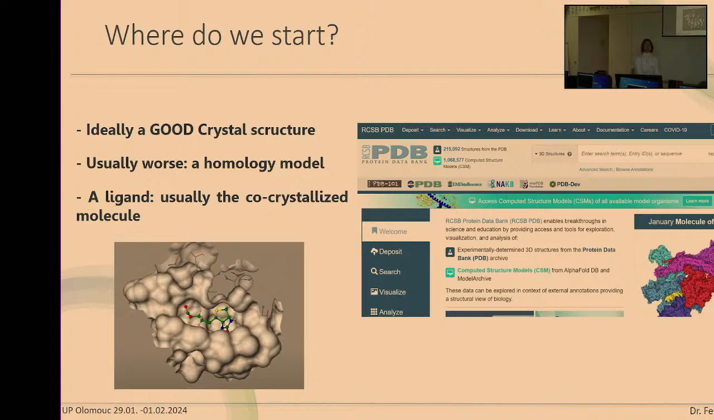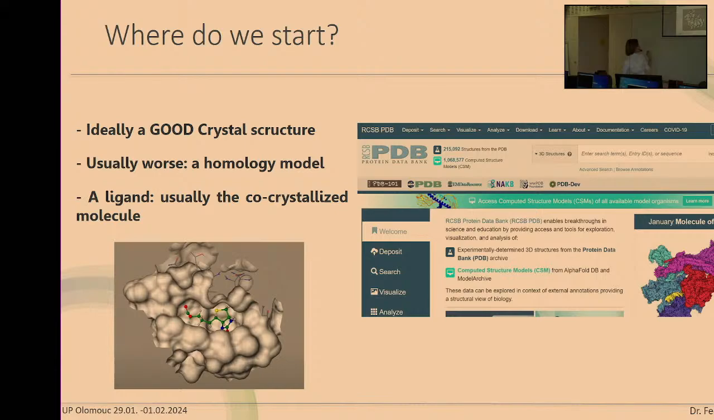So let's start. If we want to start a docking calculation, first of all, we have to look at the target. Okay? And specifically, we have to analyze which kind of target we have. It is very good, if possible, to perform docking with a crystal structure, because in this way we can use an experimental PDB model, and so we can have an exact definition of the atomic coordinates.